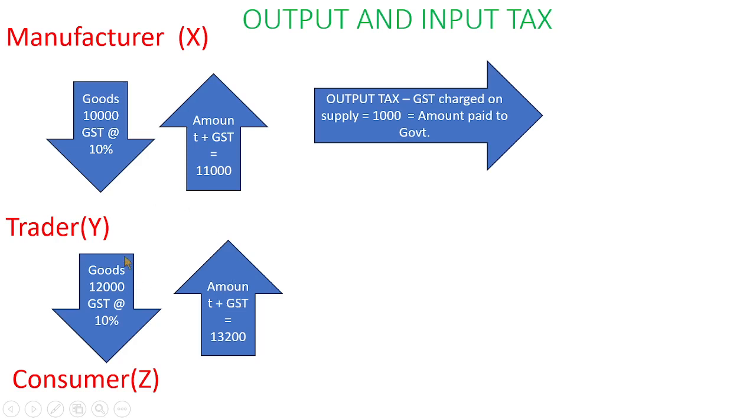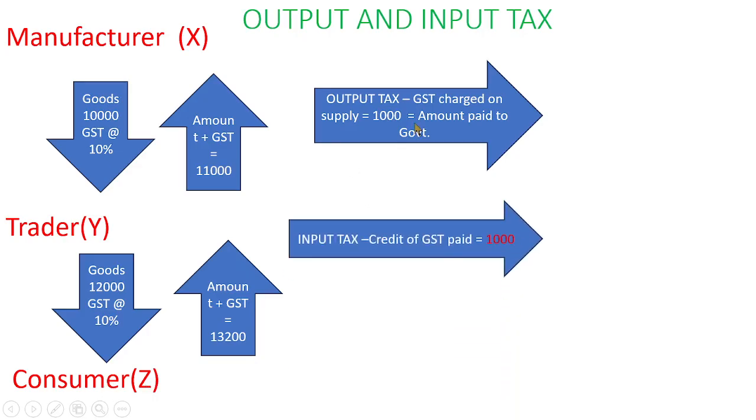And for the trader Y, there are two GST. One GST he paid to Mr. X and another GST he collected from Mr. Z, that is consumer. So this 1,000, that is he paid the tax to Mr. X, that is called input tax. For Mr. Y, it is called input tax, that is GST paid to the seller. So for accounting purpose, it is called input tax credit.